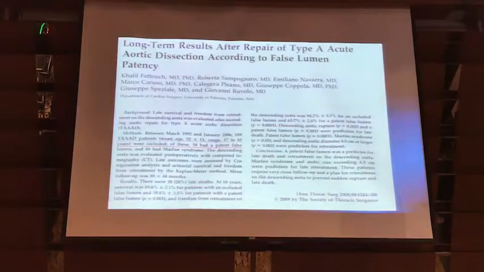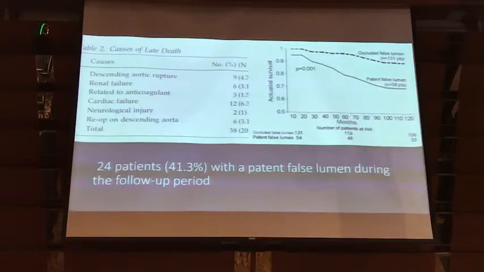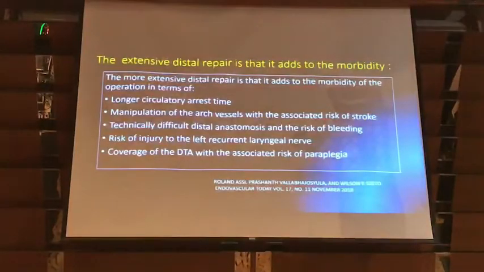It confirmed by the Italian group that reviewed the Thai dissection and we had when the patient have the false lumen patency, they show that the false lumen can induce the rupture and you know, the operation and also the survival is bad. And you have to know that more than 40% after repair the ascending Thai A dissection, you have the patent false lumen.